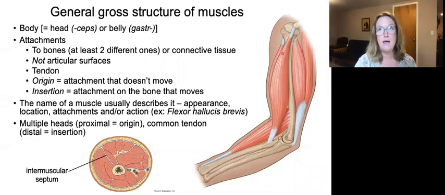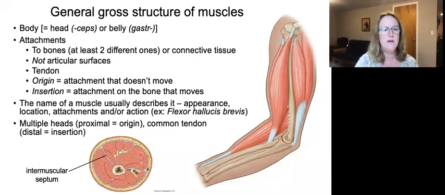What will happen, and I can't think of any exceptions to this, is that each of the heads will have its own proximal attachment, that is its own origin, and a common distal insertion. So for example, with biceps here, the two heads attach to the scapula in two different places. But distally, those two heads converge on a common tendon, which then has its insertion at one single point on the radius. So keep that in mind when you're looking at muscle names as well.